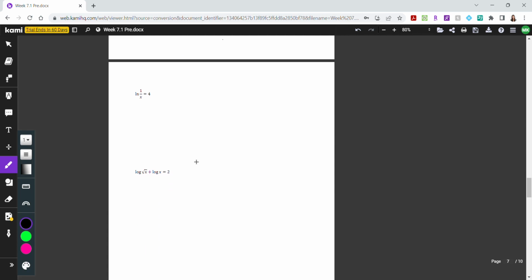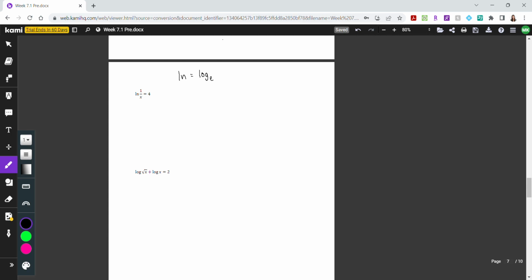Now let's look at this one. What are we going to do? Same thing like before, because our x is here, it's not a base, it's the y, right? We want to change this into an exponential. Now remember, ln is equivalent to log base e. So that means our base is e, right?